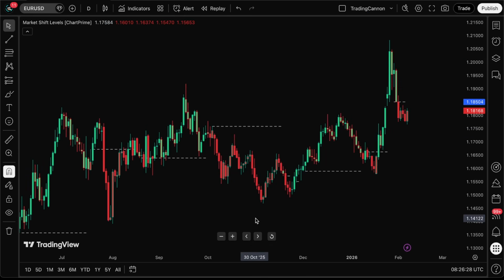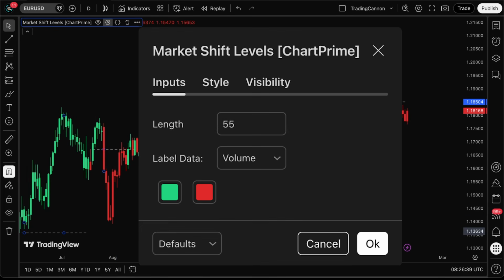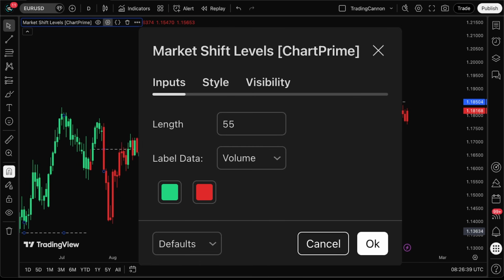Once it's added, click the gear icon next to the indicator's name in your chart's legend to open the settings. The defaults are pretty solid for most users, but here's what you can tweak. In simple terms, length controls the period, number of bars, used for the underlying Hull moving averages that detect those momentum shifts. It basically sets how sensitive or smooth the indicator is to price changes. Default is 55. Swing trading, try 70 to 100 for smoother levels. Scalping, try 20 to 35 for quicker shifts.